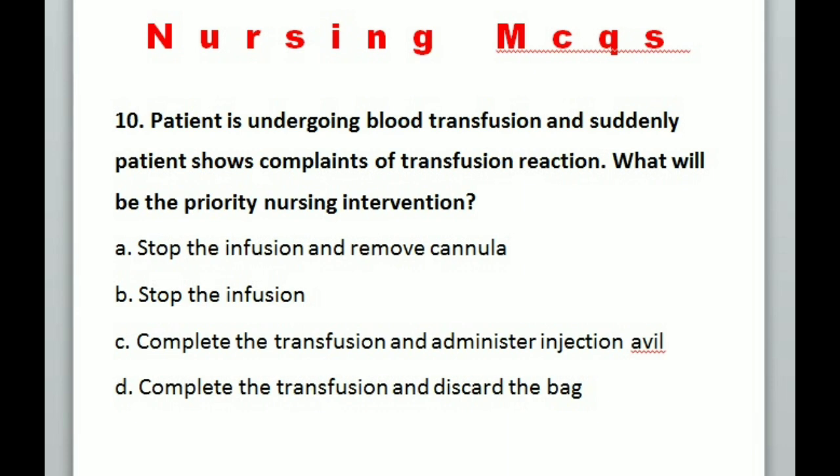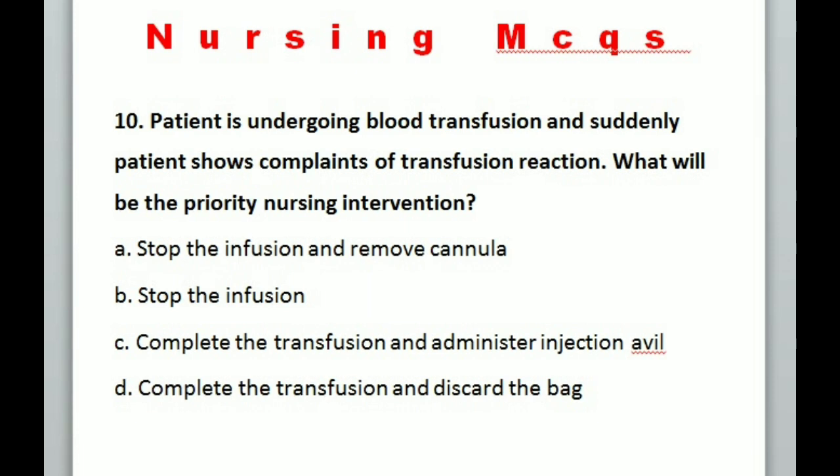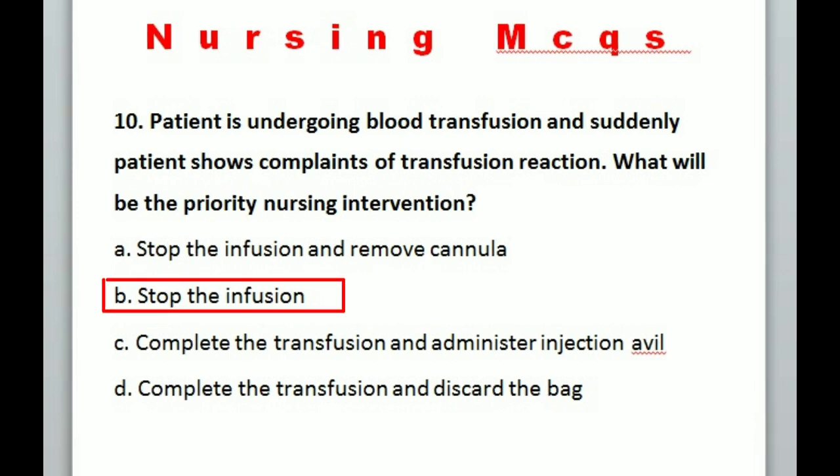10. Patient is undergoing blood transfusion and suddenly the patient shows complaints of transfusion reaction. What will be the priority nursing intervention? A. Stop the infusion and remove cannula. B. Stop the infusion. C. Complete the transfusion and administer injection AVL. D. Complete the transfusion and discard the bag. Correct option is B. Stop the infusion.